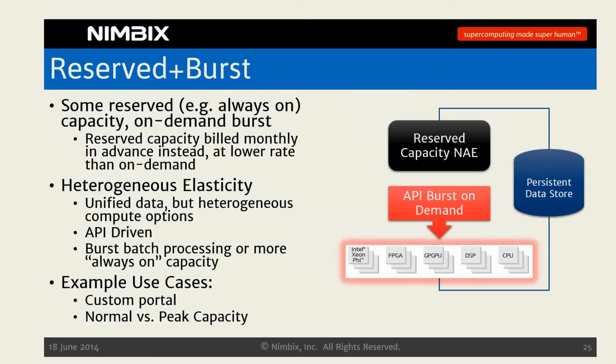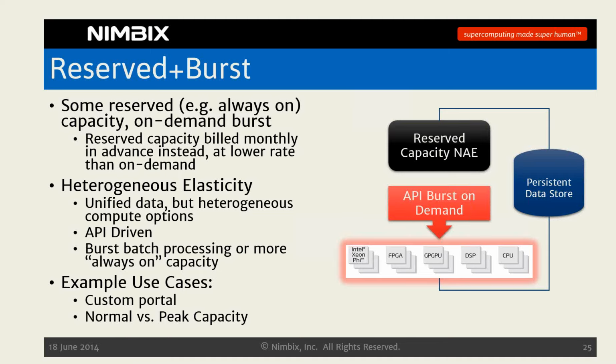Going back to what we call reserved plus burst, this is a way to deploy applications on our cloud that we fully support. So you have some reserved capability, which is always on. With reserved capacity, we bill it monthly in advance instead of on demand, and it is a lower rate, but you do make a month-long commitment to use it. And it gives you heterogeneous elasticity. That means that you can have this reserved capacity, but at any time you can burst to the broader cloud with any type of hardware and still have unified data. So you don't have to move data back and forth. It's all the same data that you're using in your reserved capacity. It's API-driven, and you can burst and batch if you want to actually increase capacity.